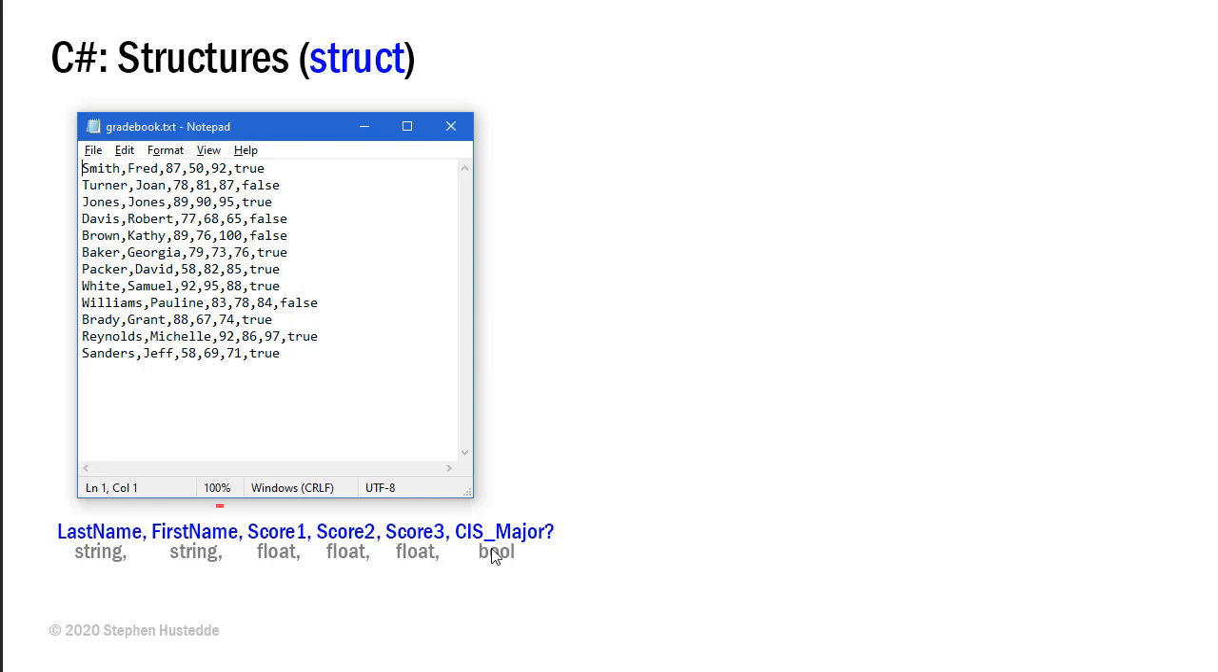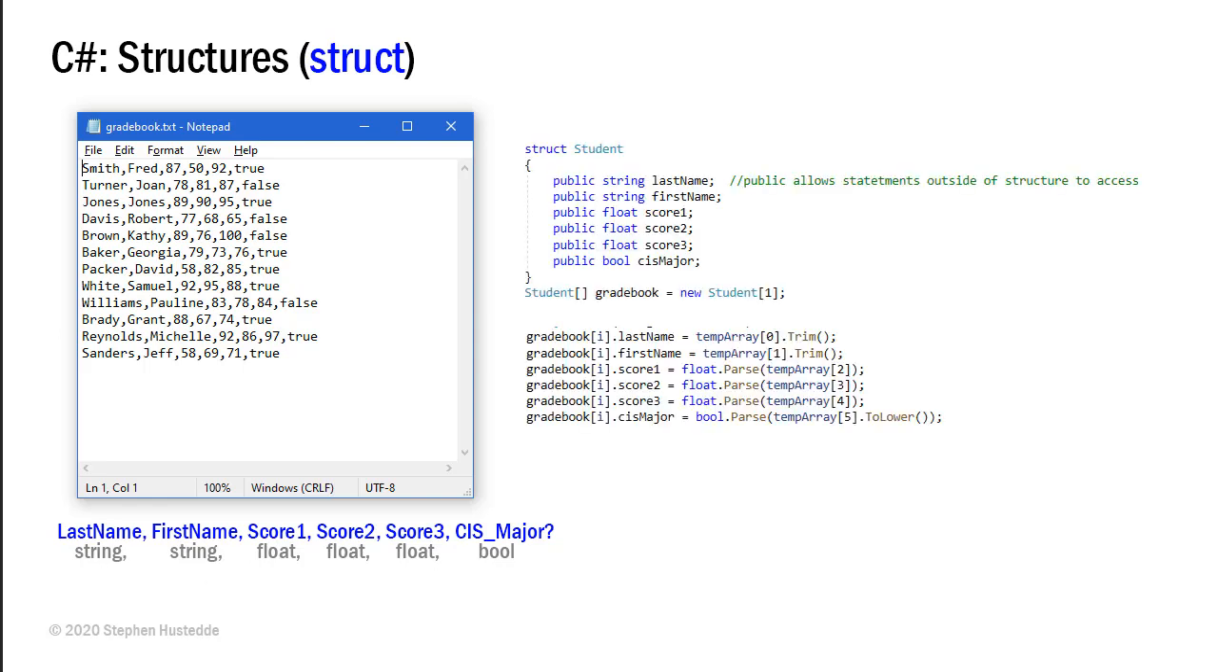Now, when we read this into C#, it's going to be read in all as string data, but I want to be able to put it in a format that represents these different data types, but an array just doesn't work for that. We can define structures within C# by using the keyword struct, and I give it a name. In this case, I called it Student, and we usually capitalize the first letter of our structures. And then a set of curly braces. Then I can put in some different data types, such as string lastName, string firstName, float score1, float score2, float score3, and then a Boolean value of cisMajor. And I make all of these data types public, and that allows me to access these outside of the structure.